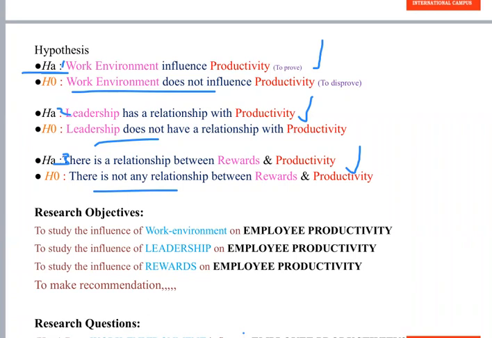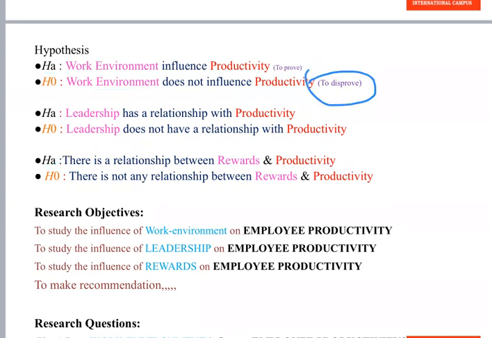So here, we have three null hypotheses against each alternative hypothesis. This is the null to disprove: work environment does not influence productivity. Leadership does not have a relationship with productivity. There isn't any relationship between reward and productivity. These are all to disprove, to nullify. So we have three alternative and three null hypotheses here. Each alternative hypothesis has a null also.